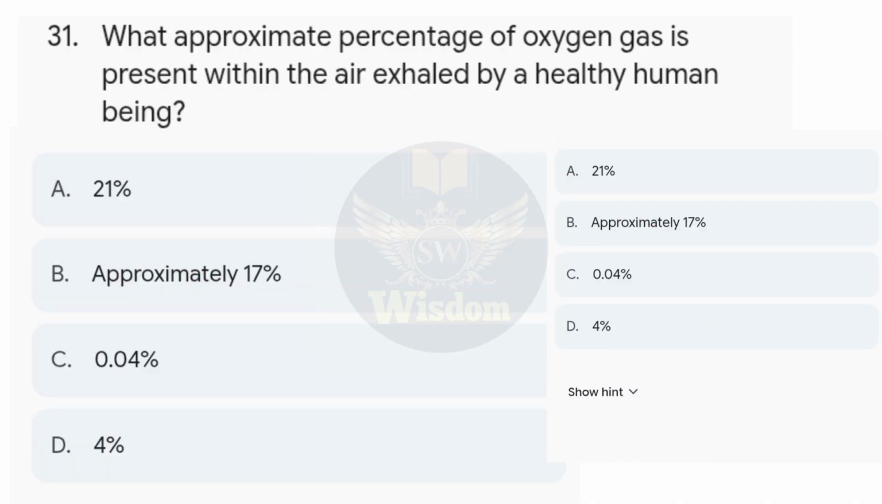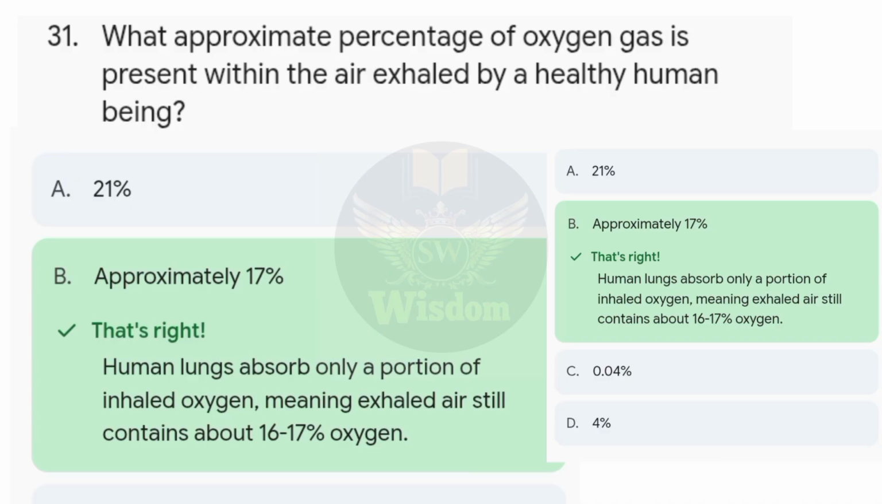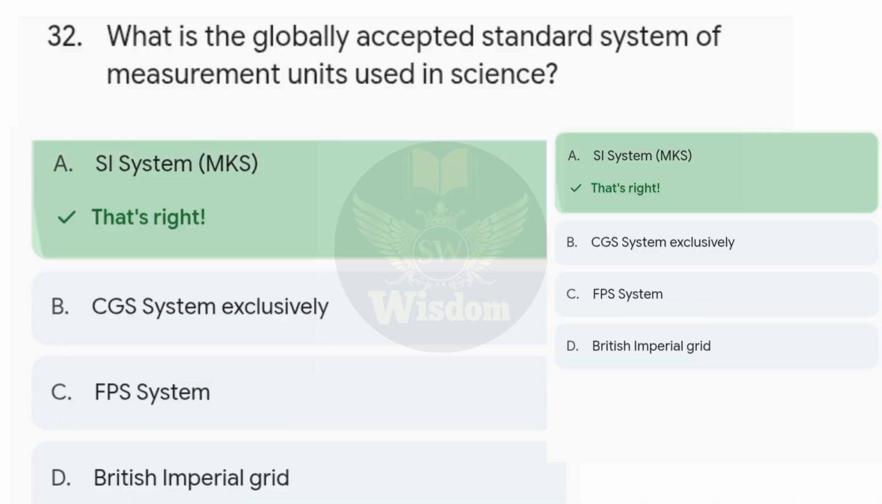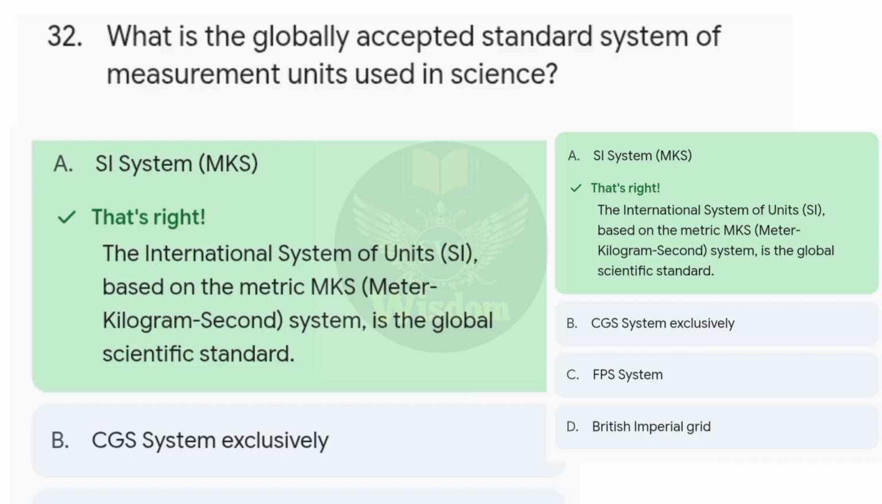Next question. What approximate percentage of oxygen gas is present within the air exhaled by a healthy human being? The correct answer is option B, approximately 17%. Next question. What is the globally accepted standard system of measurements used in science? The correct answer is option A, SI system, MKS.